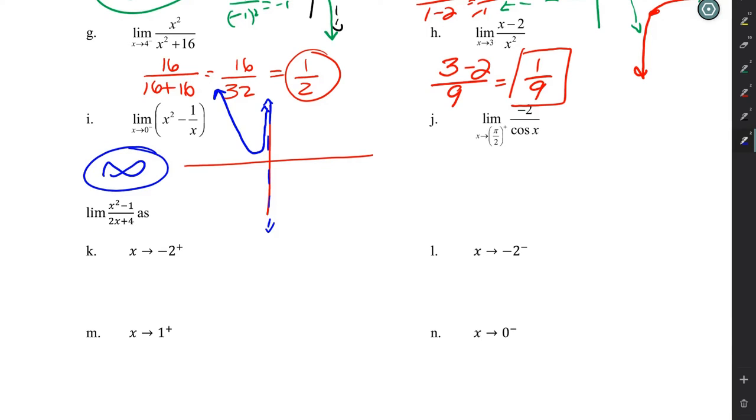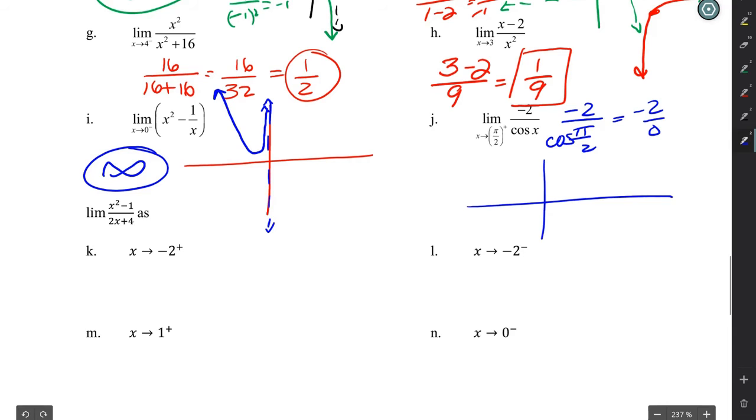For J, if I were to substitute pi over 2 in for cosine of x, negative 2 over cosine of pi over 2 would be negative 2 over 0, which is undefined. Really, this is the same thing as negative 2 secant of x. So I know that secant has asymptotes at pi over 2 and 3 pi over 2.